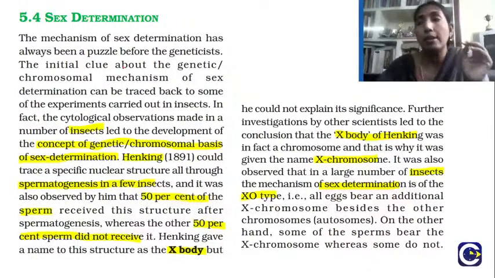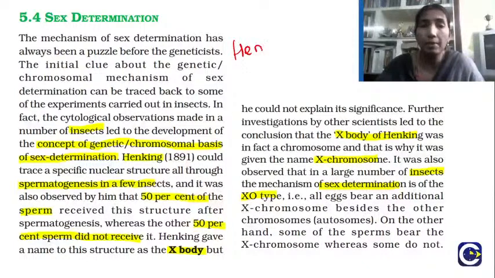First, you should know that a number of cytological observations have been made in a number of insects, and that has led to the development of the concept of various genetic and chromosomal bases of sex determination. Sex determination was first studied in insects, and on the basis of a lot of cytological observation they came to know what determines sex. The credit goes to Henking.